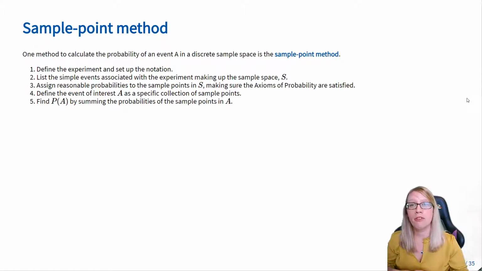3, we'll assign reasonable probabilities to those sample points in the sample space, making sure the axioms of probability are satisfied. Step 4, we'll define the event of interest, A, as some collection of sample points. And then finally, find the probability of A by summing the probabilities of the sample points. In practice, for simpler problems, these steps all kind of merge together. For more complex problems, we really do want to take the time to go through all 5 of these.